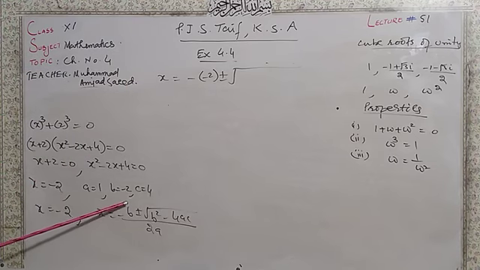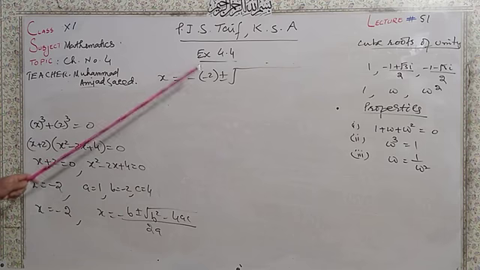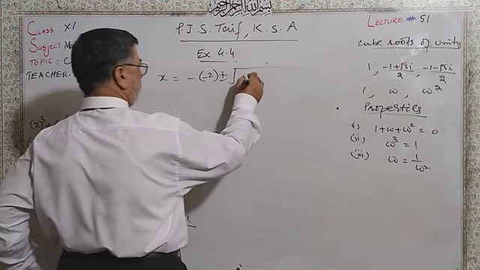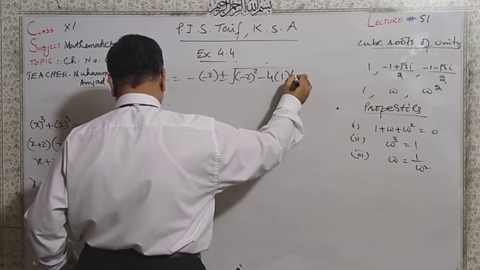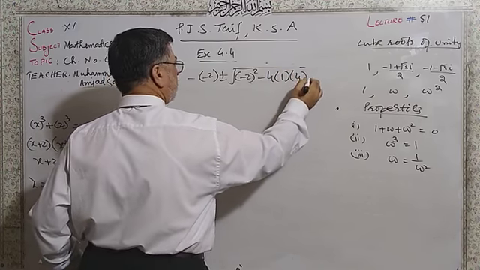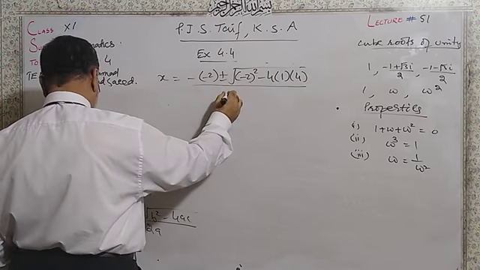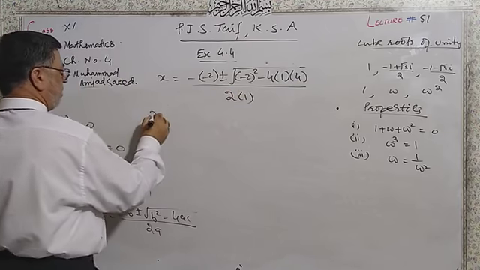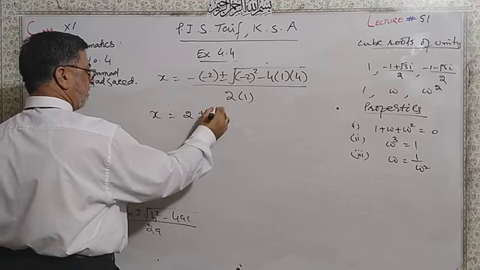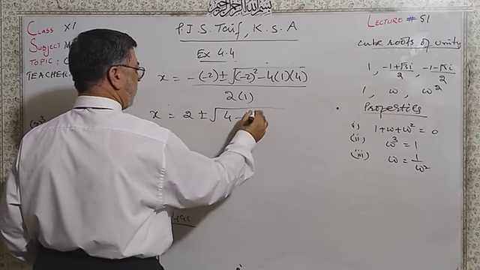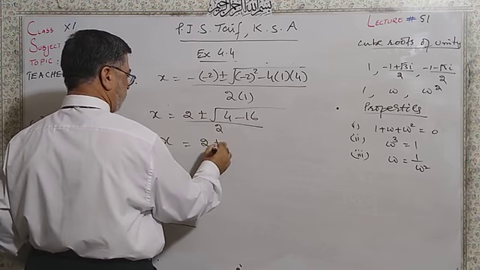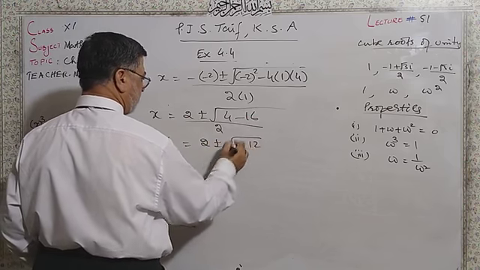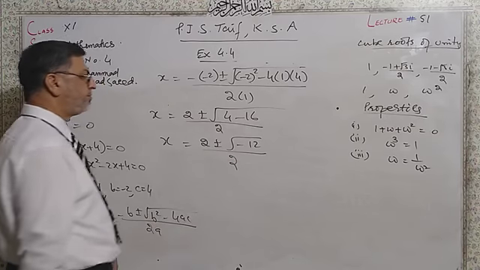This is minus b, b is -2, ± √((-2)² - 4ac), whole divided by 2 into 1. So x is equal to (2 ± √(4 - 16)) / 2. x is equal to 2 ±. Remember that this is √(-12) over 2.